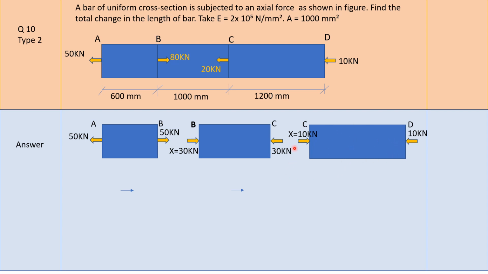Now see here, this 10 is acting in positive x direction, this 30 is acting in negative x direction. So this is plus 10 and this is minus 30. So 10 minus 30 will give me 20 and it will be minus 20. That means the force will act in the negative x direction. So it is 20 here. So this figure is matching here. It means the free body diagram which we have drawn is correct.